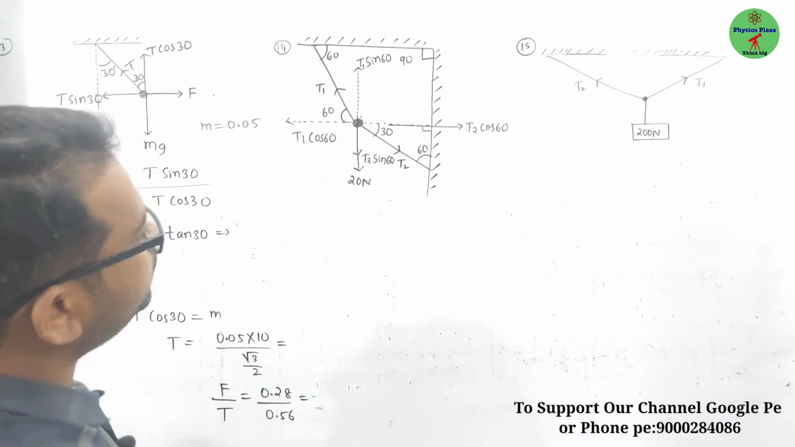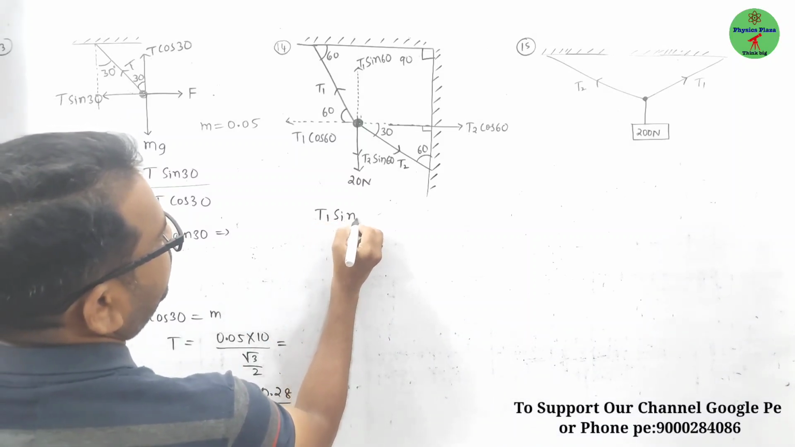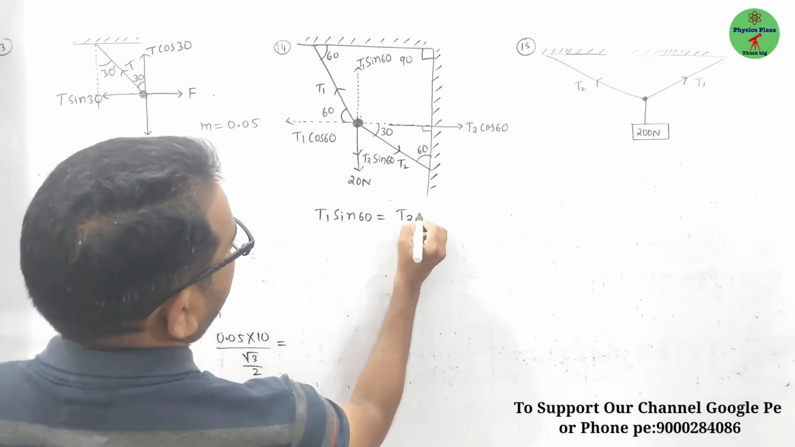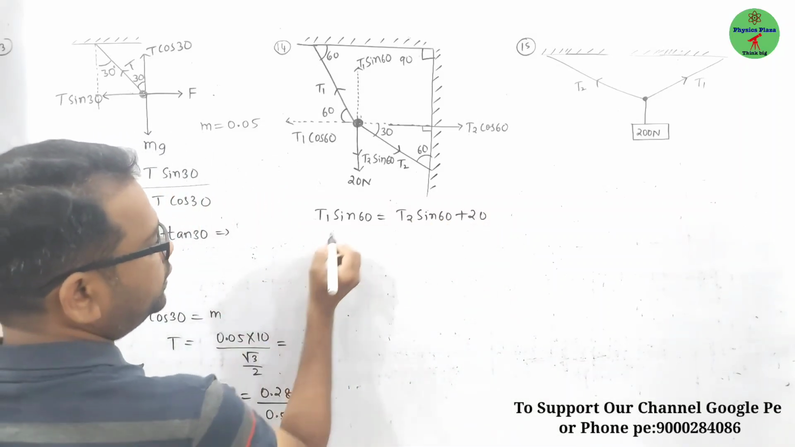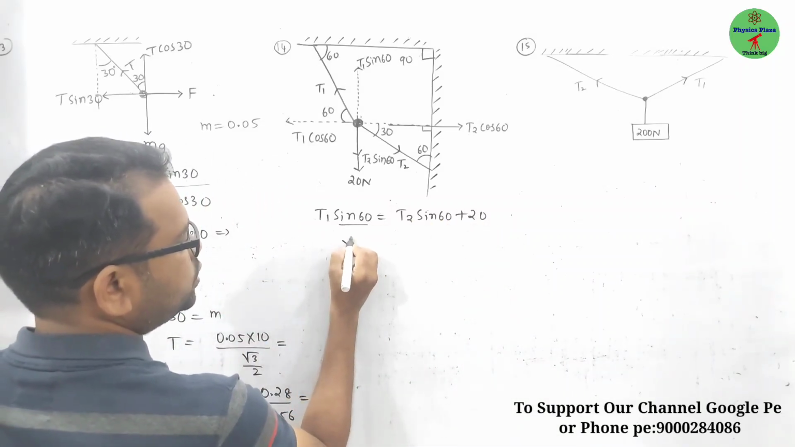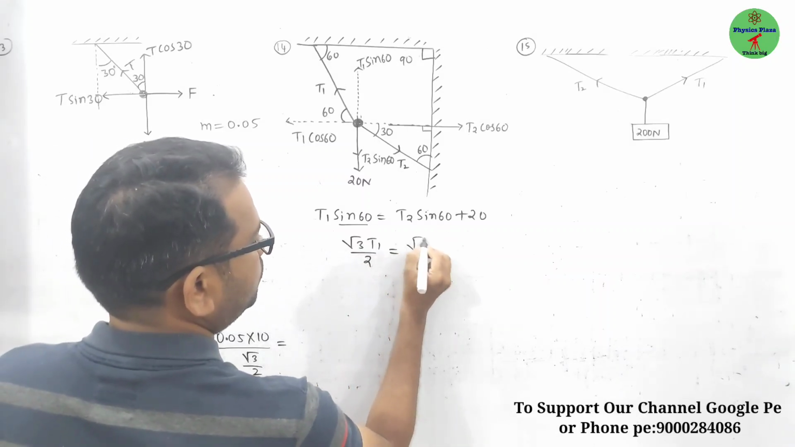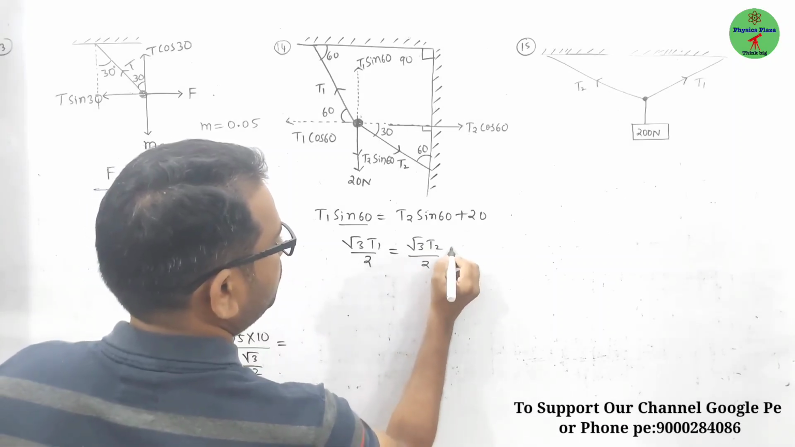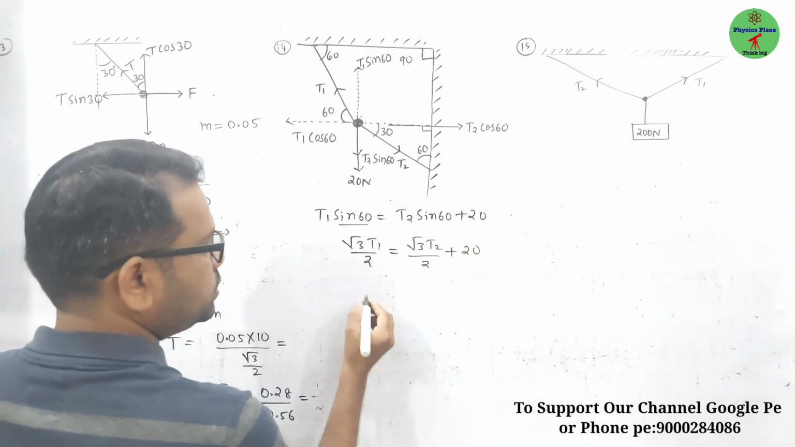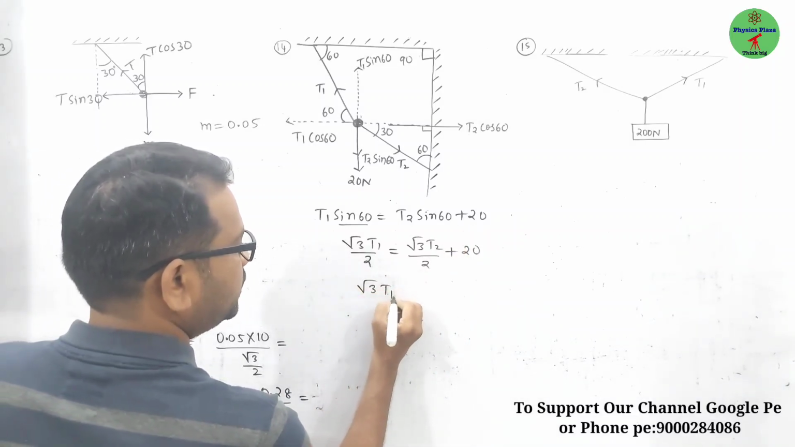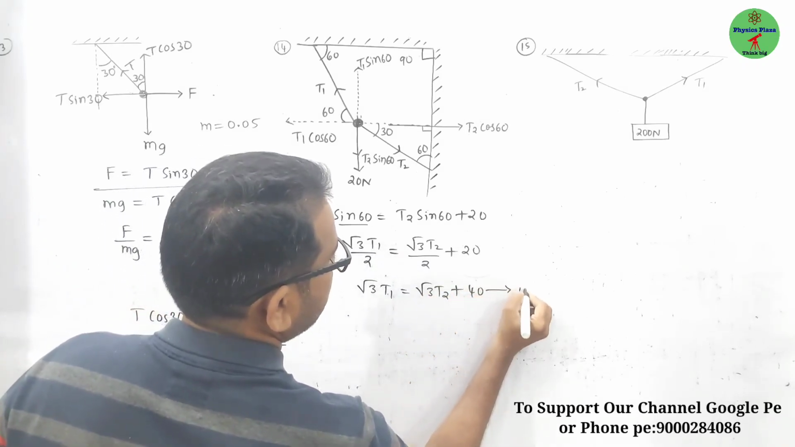So now look here. In equilibrium, children, T1 sin 60 is equal to T2 sin 60 plus 20 Newton. So let us try to find this. T1 sin 60 is root 3 by 2, right? So it is root 3 T1 by 2 is equal to, here also the same thing, root 3 T2 by 2 plus 20. Here you can take this 2 to this side. So it is root 3 T1 is equal to root 3 T2 plus 40. Make it equation 1.